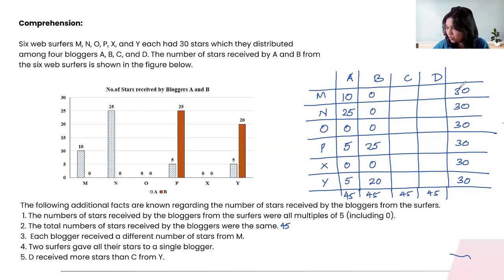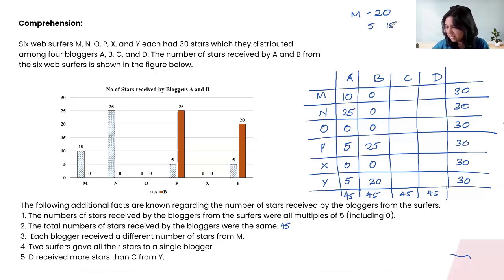Each blogger has received a different number of stars from M. M has 20 more stars left to give. 10 are given to A and 0 are given to B. So I want to distribute 20 stars between C and D now. And they've all gotten different numbers of stars. So I cannot repeat a 0, I cannot repeat a 10. That means in order to make M's 20, I can't distribute it as 10 and 10 because I can't repeat a 10. I cannot give 0 and 20. I can't repeat 0 either. I can start with 5 and the other one can get a 15.